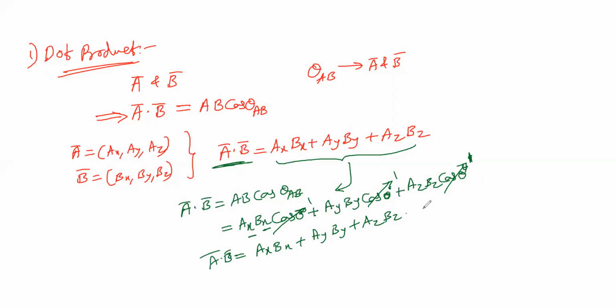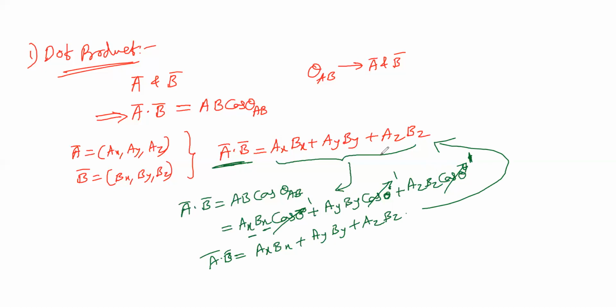You can see here that both match. If ax, bx, ay, by, az, bz are along the same coordinates, then the angle between the individual vectors is 0.